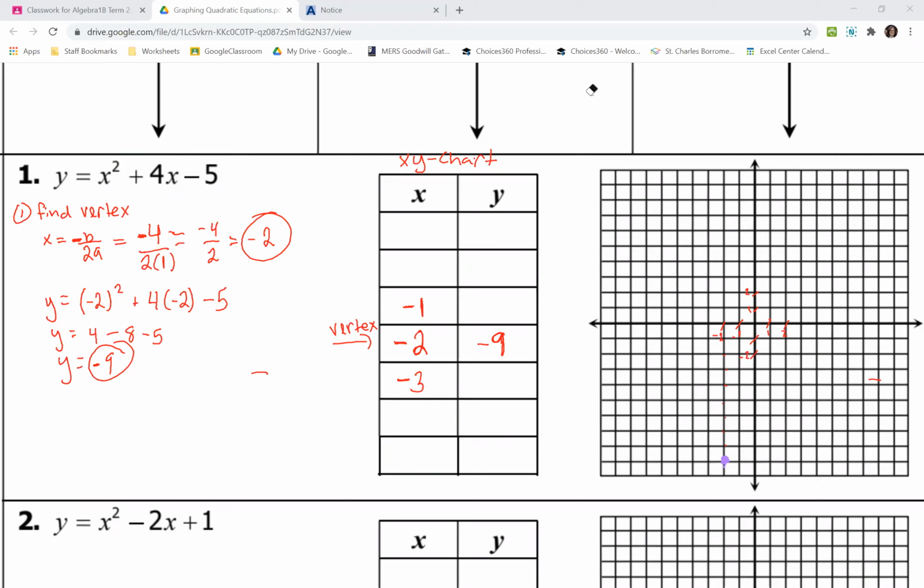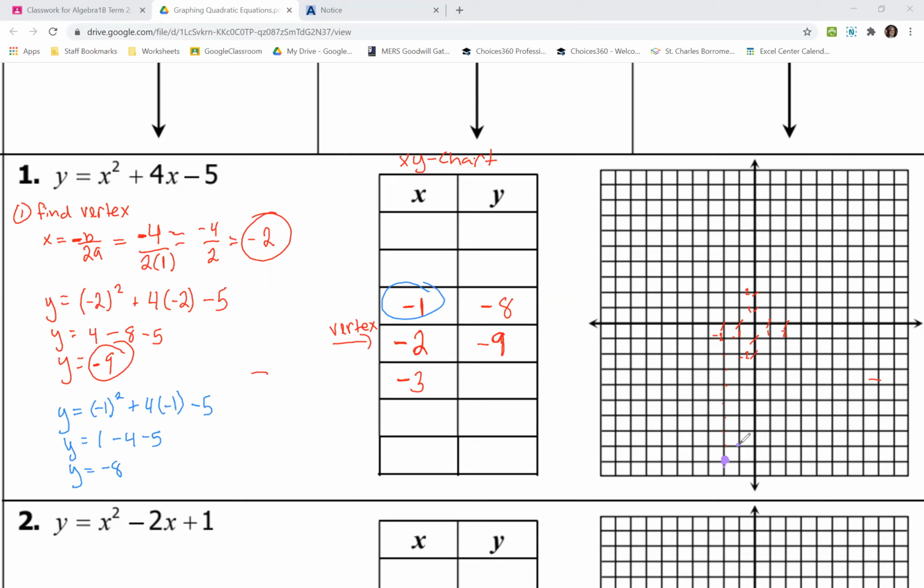So let's go ahead and find -1. Okay, so y equals negative 1 squared plus 4 times negative 1 minus 5. So that's y equals a positive 1 minus 4 minus 5. y equals a negative 8. Okay. So I'm going to plot that point right there. So my y is going to be negative 8. So let's plot that point, negative 1, negative 8.